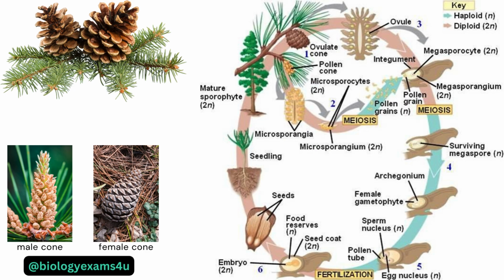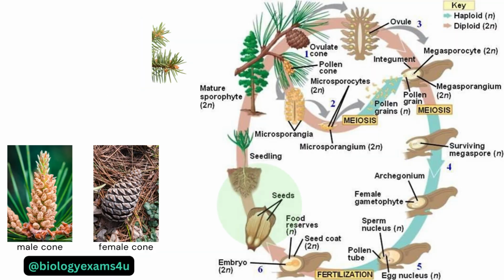Then of the 4 megaspores, one survives. And inside the archegonium, sperm cells and egg cells fuse to form the zygote. The zygote develops by mitosis to form an embryo, later forms a seed, and the seed germinates to form the sporophytic plant. The sporophytic phase is the dominant phase and the gametophytic phase is dependent on the sporophytic phase.